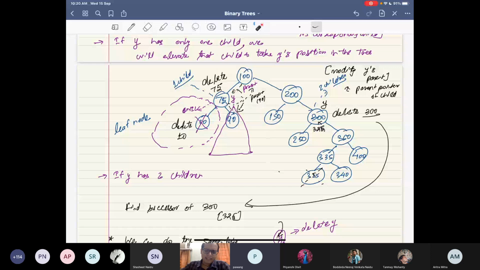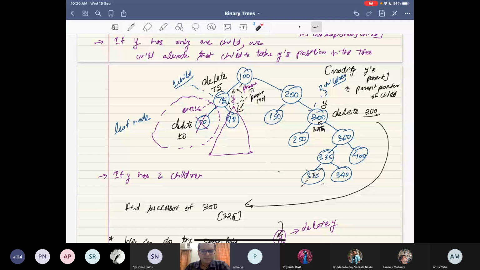What does that mean? The left pointer of 700 would point to 90, right? And if you're not keeping parent pointers, nothing else has to be done. You just take this left pointer to 90. That should suffice. If you are keeping parent pointers, you have to do some more things, and it's not difficult. Suppose you're keeping a parent pointer, the 90's parent is 75. Now you have to change that to 100.